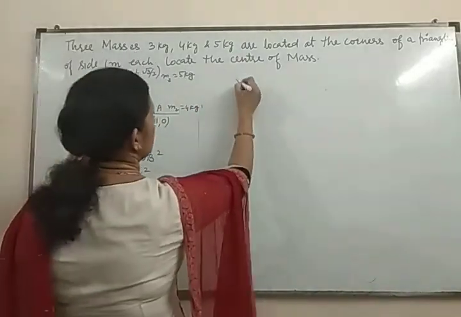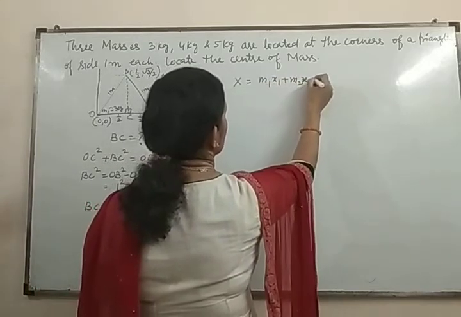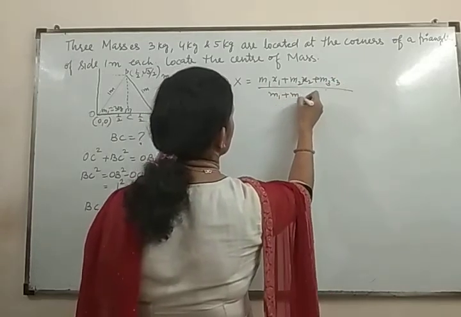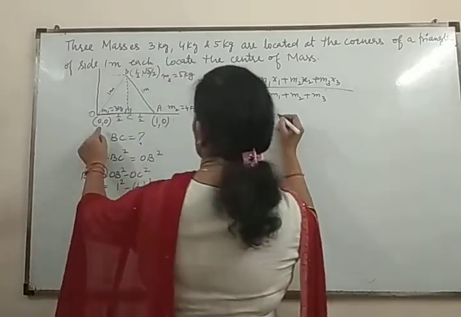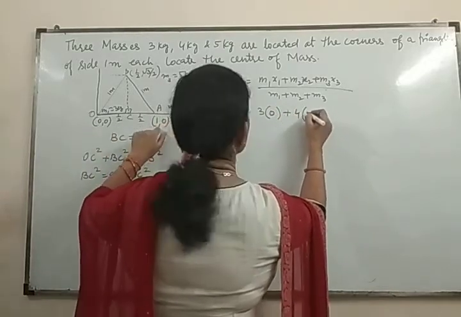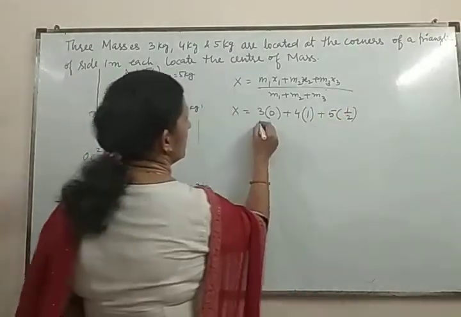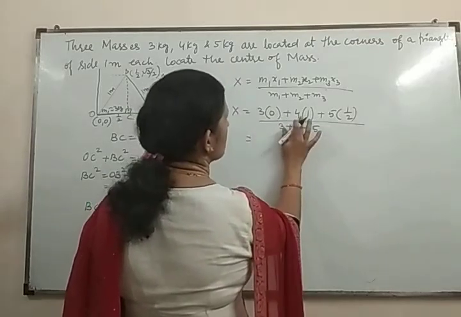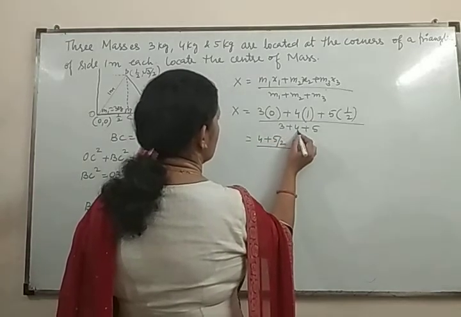The x coordinate will be x is equal to m1 x1 plus m2 x2 plus m3 x3 divided by m1 plus m2 plus m3. X is equal to m1 is 3, x1 is 0, plus m2 is 4, x2 is 1, plus m3 is 5 and x3 is 1 by 2, divided by 3 plus 4 plus 5. This is equal to 0 plus 4 plus 5 by 2, divided by 12.